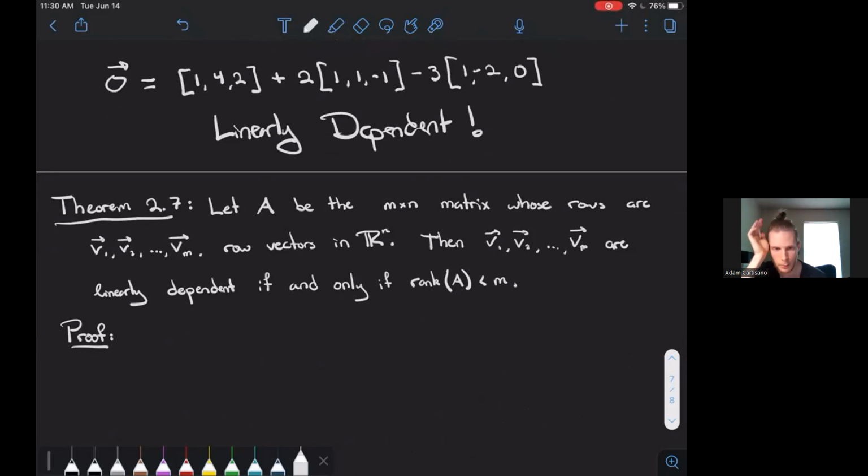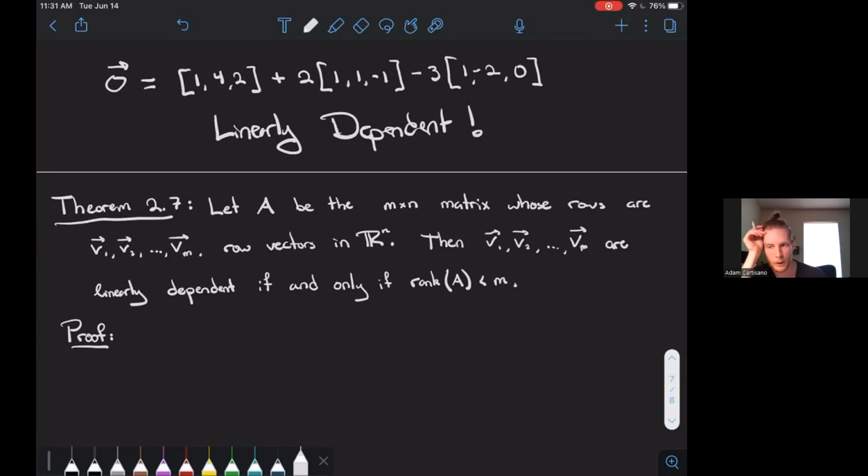Let's just make sure that makes sense. M by n matrix means it has m rows and n columns. Each row is a row vector with n entries, right? Because it's a vector in Rn. So yes, A is that matrix. Then v1 through vm are linearly dependent if and only if the rank of A is less than m.